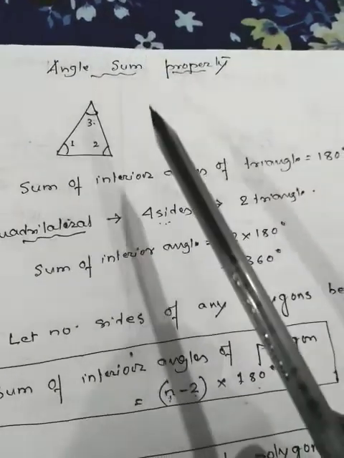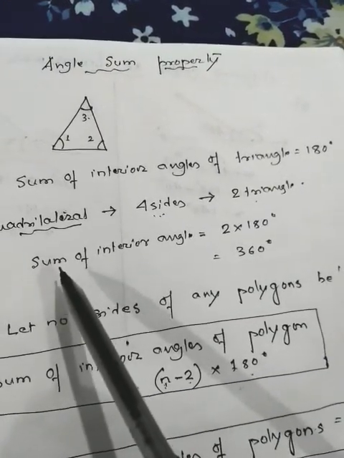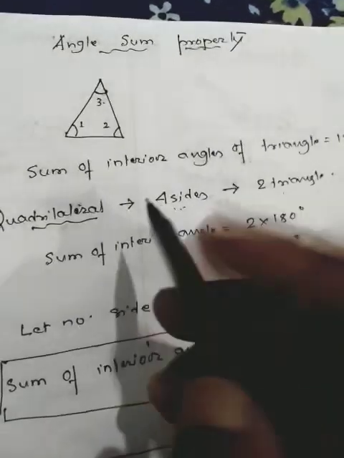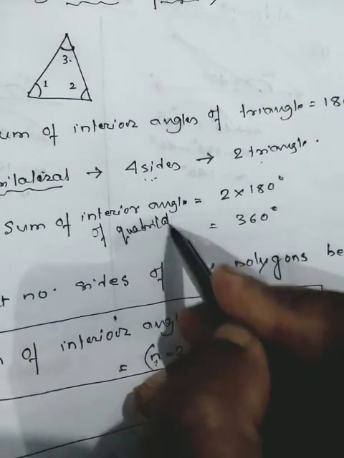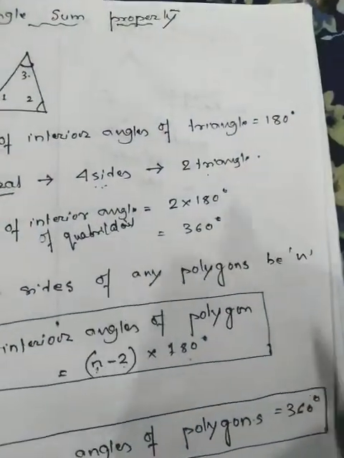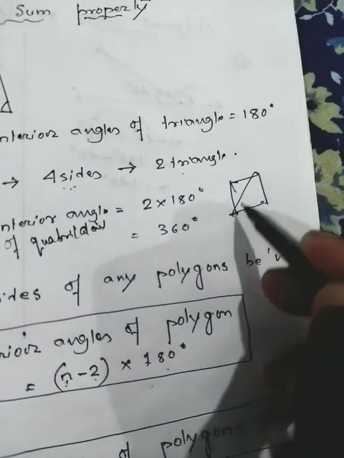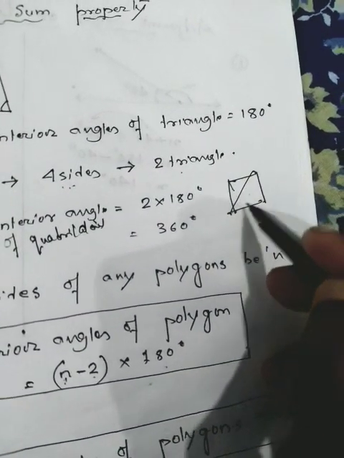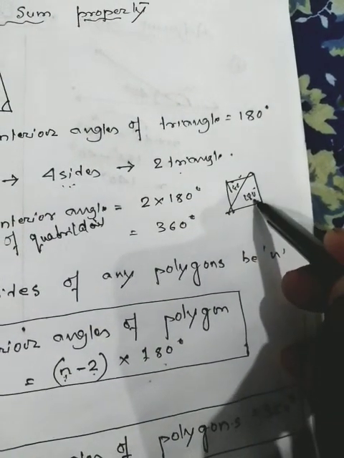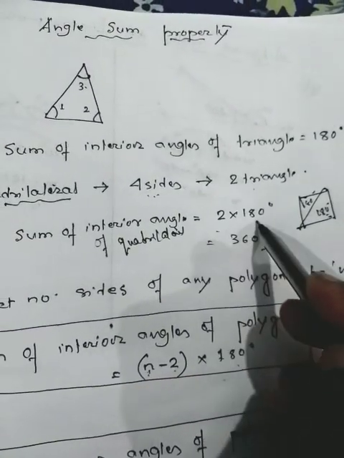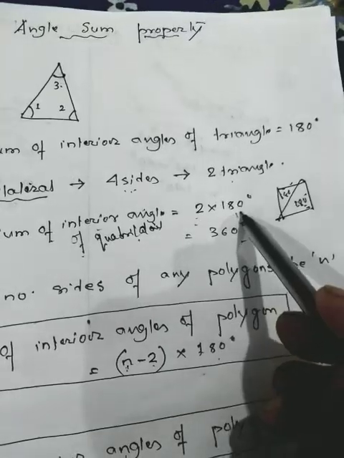Since the sum of the interior angles of a triangle is 180 degrees, now you can find the sum of the interior angles of a quadrilateral. A quadrilateral is a combination of 2 triangles. So if one triangle is carrying 180 degrees, another triangle will also carry 180 degrees. So 180 degrees plus 180 degrees is what? 360 degrees. So you see, 2 into 180 degrees. The sum of interior angles of a quadrilateral is 2 into 180 degrees, that is 360 degrees.